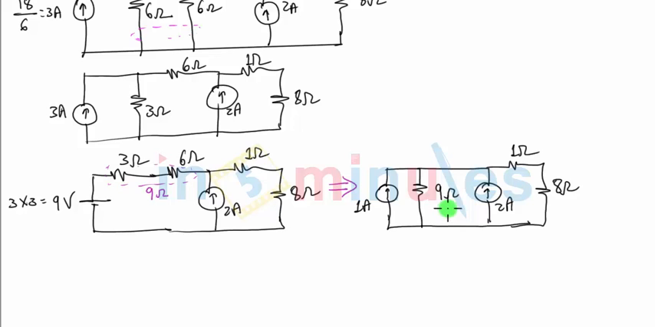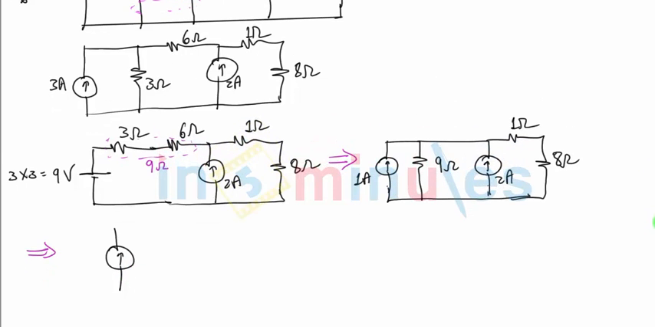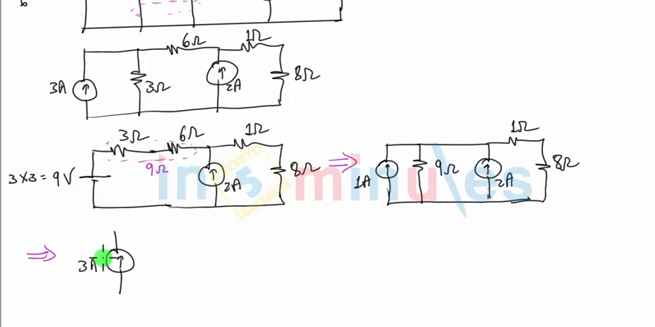Further we can see that this time instead of applying source transformation, we will first add this 1 ampere current source with the 2 ampere current source. They are in the same direction, so when I add the current sources in the same direction, the overall current will become 1 plus 2, that is 3 amperes. Along with that we have a resistance in parallel, that is my 9 ohm. And finally this 1 ohm and 8 ohm, they are in series, and because they are in series I can club them and the total resistance will become 9 ohm.